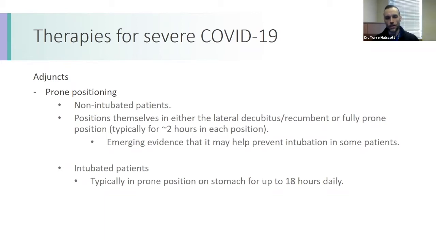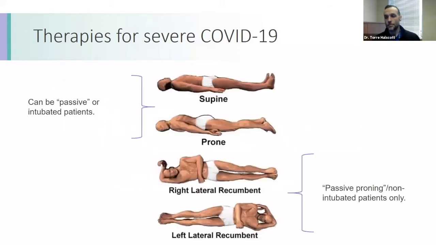There's no great protocol for passive proning, so we typically discuss it with the patient and instruct them to move as is comfortable. Intubated patients are a little bit different based on trial data. This is up to 18 hours a day where we place them on their stomach while they're intubated. That's just what that looks like. So your supine and your prone positions can be used for passive, non-intubated patients or intubated patients. Those are the typical positions we'll have for those.